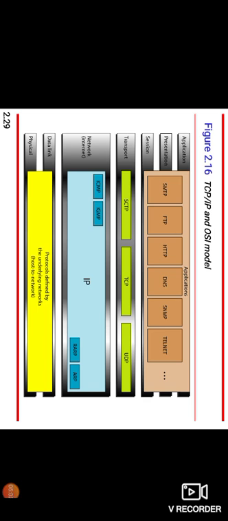What is unreliable? Unreliable means the source sends some data to the destination, but it doesn't make sure that it has reached the destination. That is, there is no acknowledgement received.